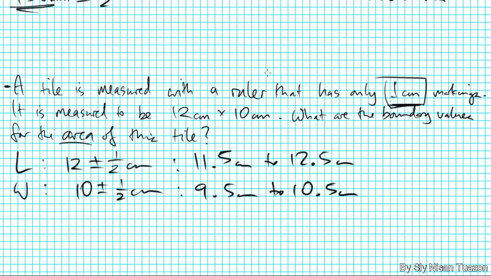This question is only asking for the boundary values. I'll give you an example of how to find the statement anyway. So what are the boundary values? Well, what's the lowest area that it could be? The lowest length it could be would be 11.5. The lowest width it could be would be 9.5. So the lower boundary for the area would be 11.5 times 9.5, 109.25 square centimeters. Alright, so that's the lowest it could be.